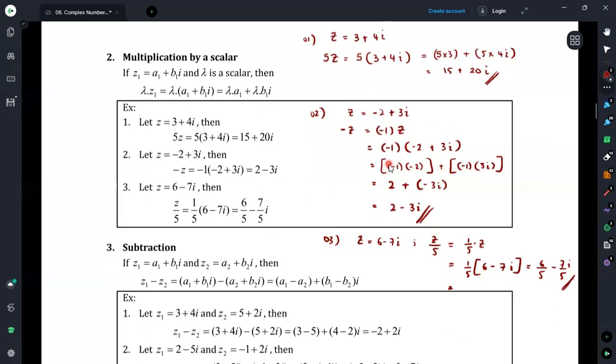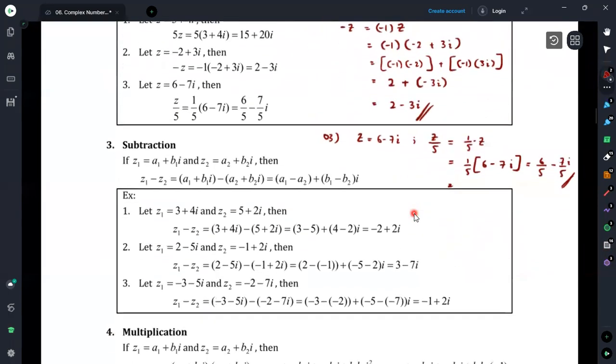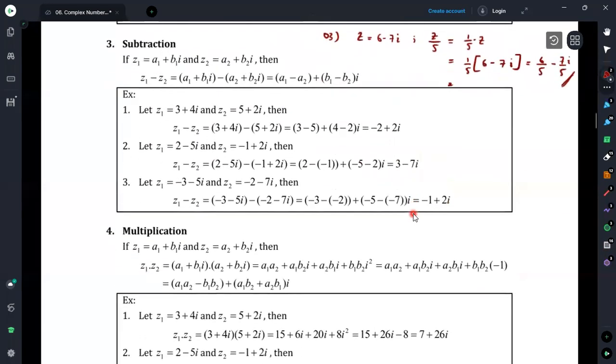Then we will move to the next part. It is the subtraction of imaginary numbers.